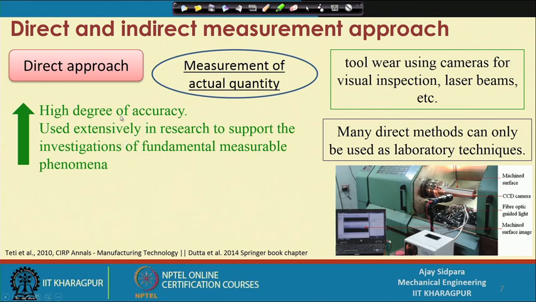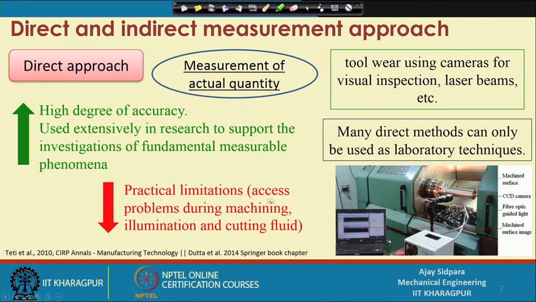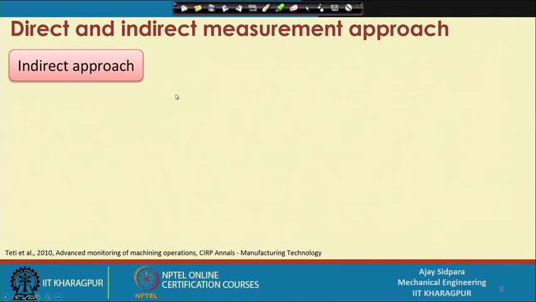So, this is very advantageous, but practical limitations are there, because these things are mostly at the laboratory level, not at the production level. So, there are excess problems during the machining, illumination and cutting fluids, there are many things which make this direct approach very inefficient in handling actual or practical situations. So, we go with the indirect approach.